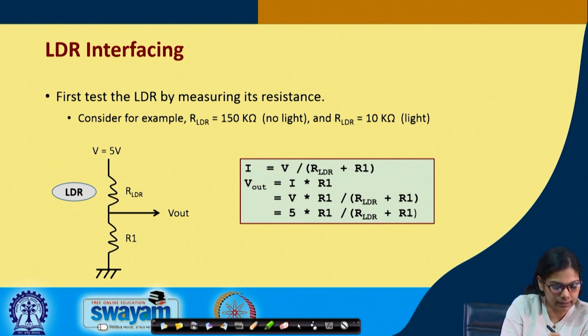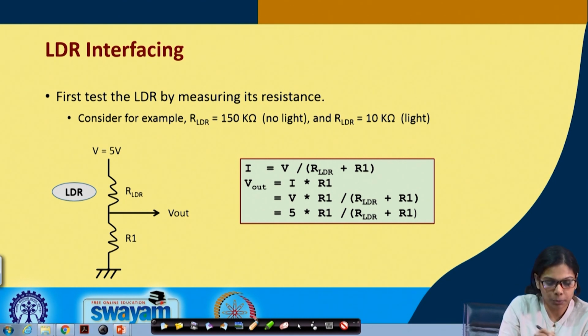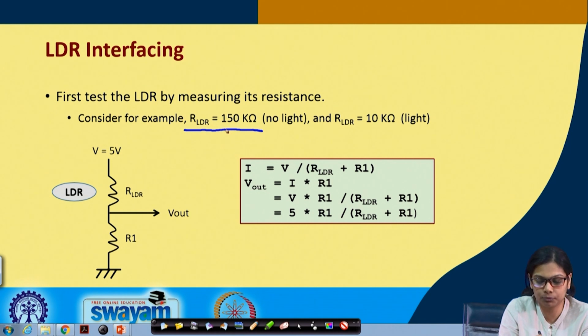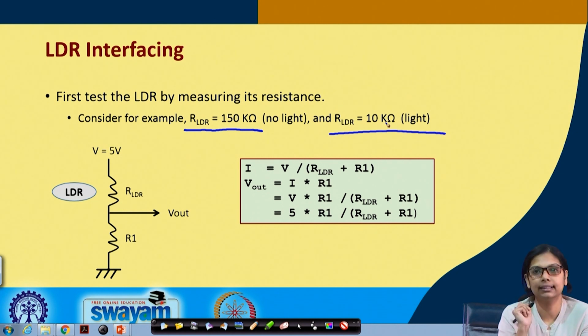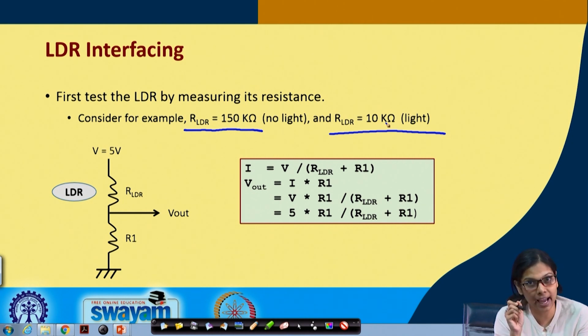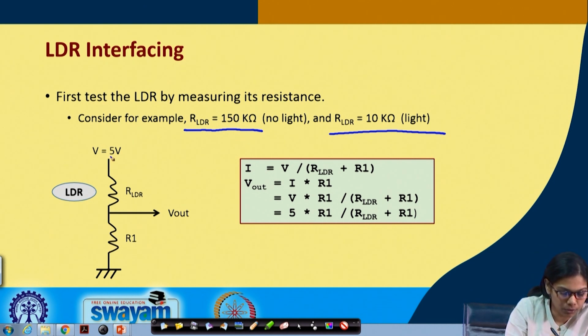So, let us consider that the resistance of the LDR when there is no light is 150 kilo ohm, and when there is light it is 10 kilo ohm. Let us say this is what we are getting, but you have to take the reading using a multimeter, and then only you can do this experiment. Now from 5 volt, one end of the LDR is connected, and then resistance R1 is connected to ground, and from here we are getting V out.